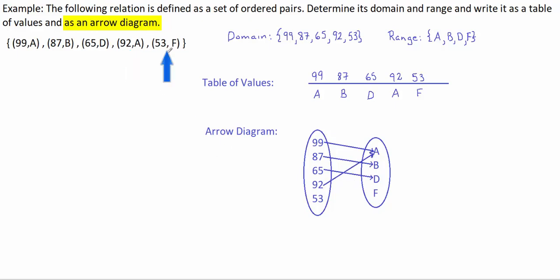And our final pair in our set of ordered pairs associates 53 to F. So that gives us an arrow from 53 to F in our arrow diagram. And this is how you write the relation defined here as a set of ordered pairs using an arrow diagram instead. Again, since it doesn't matter which order you write your domain and range elements in, yours may look slightly different.